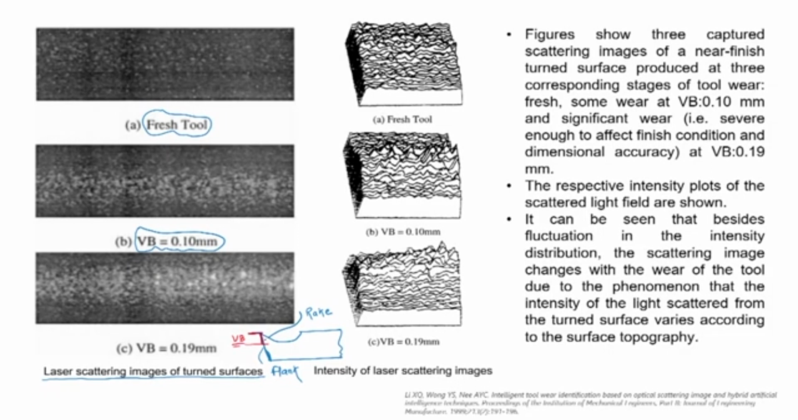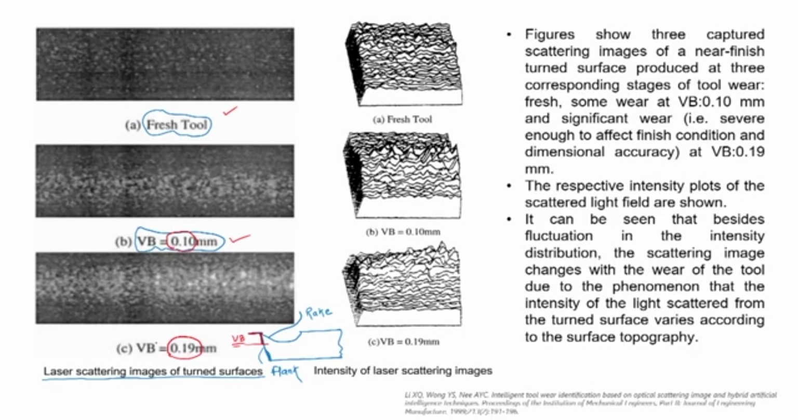When we are using a tool, the tool is deliberately used here with a VB value of 0.10. So, this point must be noted. We have used in the first case a fresh tool, then we carried out the turning operation, but during that operation we have deliberately used a tool with 0.1 mm. In the third case we used a tool which is severely worn out, and its value is 0.19.